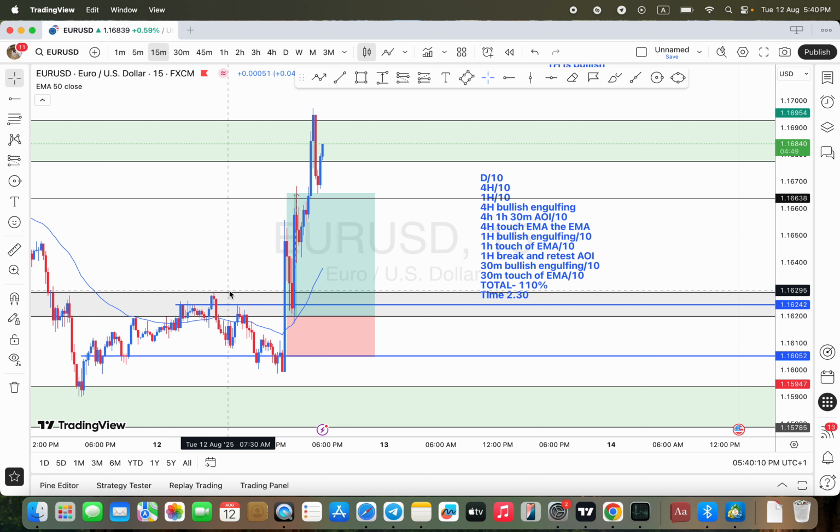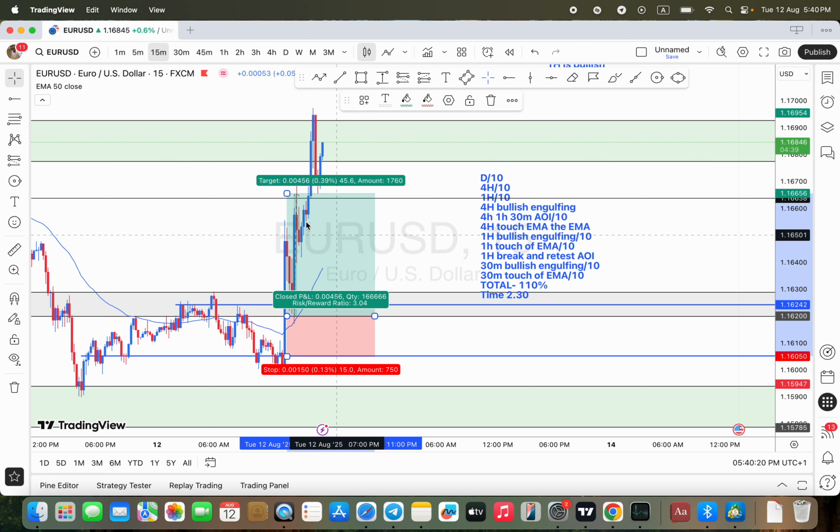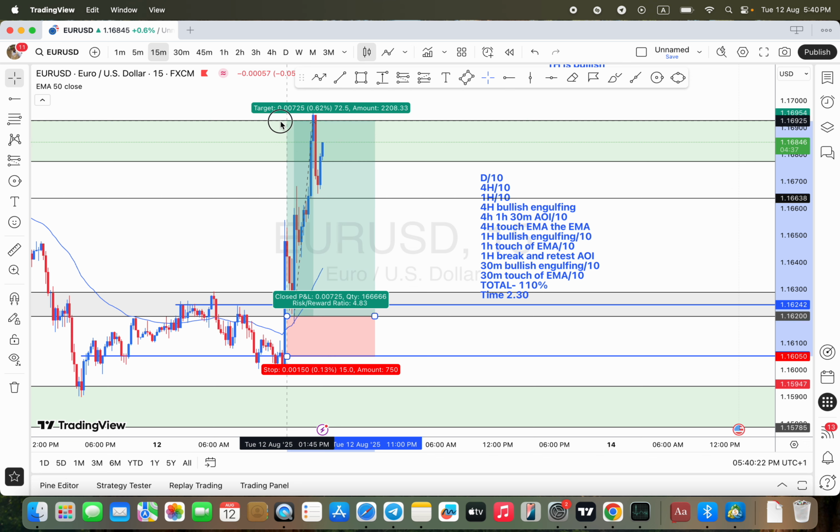So that's that, and you can see after hitting my target, price came down and still pushed to the upside. So if we were to allow this trade to run, it would have made, how much is this? That's a risk to reward ratio of 5. It means as I was risking $100, I would have made $500 from this trade.